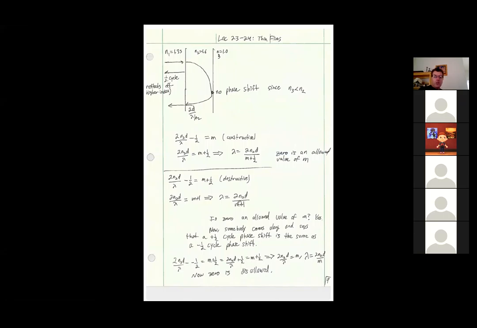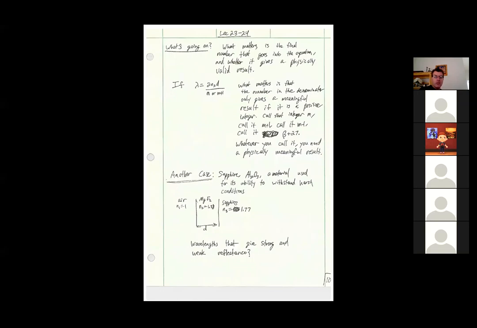Well, m is an integer. So if I have m plus 1 in the denominator, I have some arbitrary integer. If I have m in the denominator, I have some arbitrary integer. All that these formulas are really telling you is that you have to have an integer in the denominator. And having 0 in the denominator never gives any physically valid predictions.